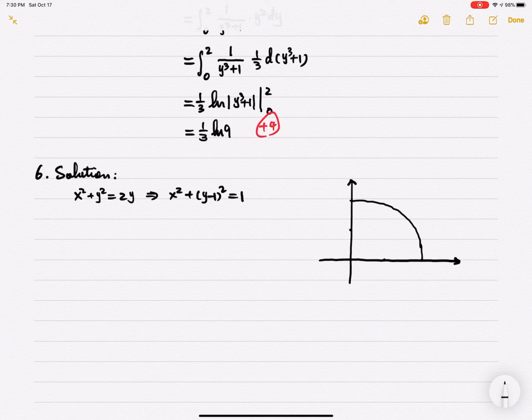Quarter circle like that. So we said this one is x squared plus y squared equal to 2 squared. The second one, of course, the center is here at (0, 1). Radius is 1. So here we have something like this.